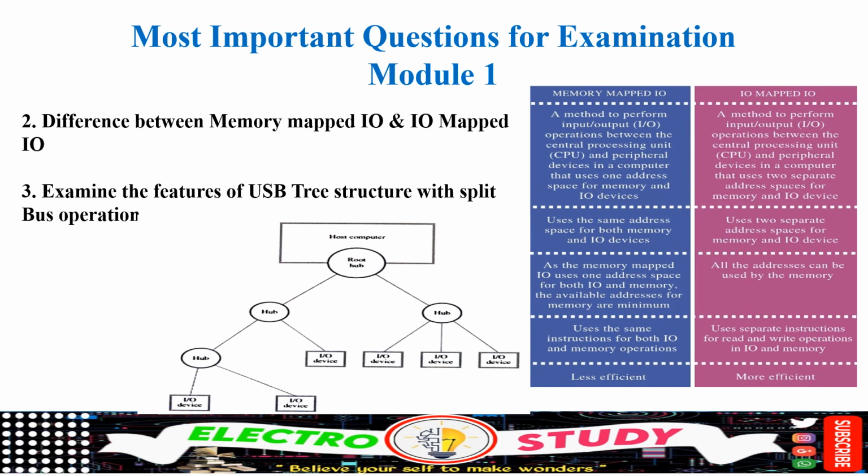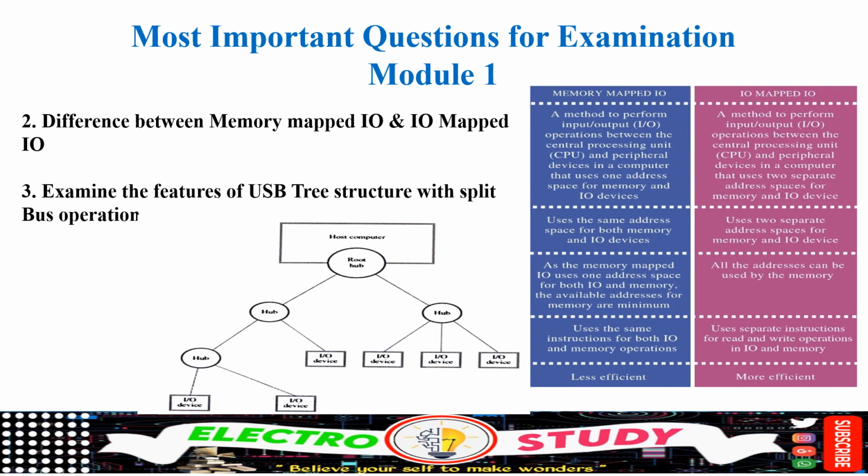Then moving on to the next question, examine the features of USB tree structure with split bus operation. So this is the USB tree. You have a root hub which is subdivided into other hubs, and those hubs are divided into input output devices, and the root hub will have a host computer.